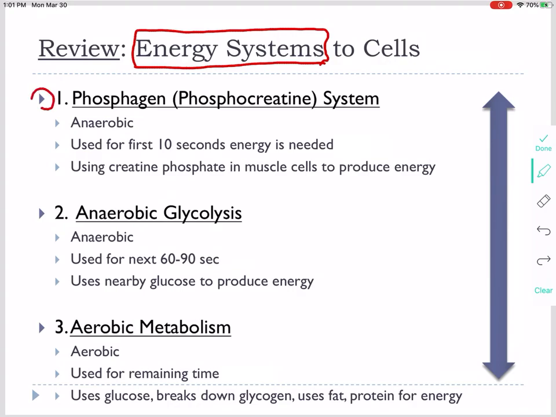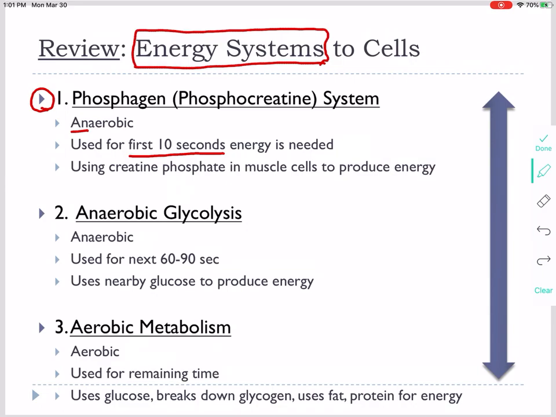If a cell needs quick energy, the first energy system our cells utilize is called the phosphagen, or you may hear it called the phosphocreatine system. So if our cells need quick energy, this is what they're going to go to first. A series of chemical reactions. These chemical reactions are anaerobic. They do not require oxygen. And as a result of these chemical reactions, we will produce energy for about 10 seconds.